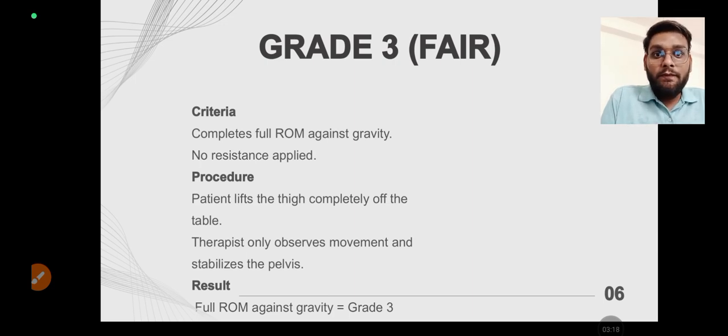For grade 3, fair, the criteria is complete full range of motion against gravity, no resistance applied. Procedure: the patient lifts the thigh completely off the table. The therapist only observes the movement and stabilizes the pelvis. And for grade 3, full range of motion against gravity.